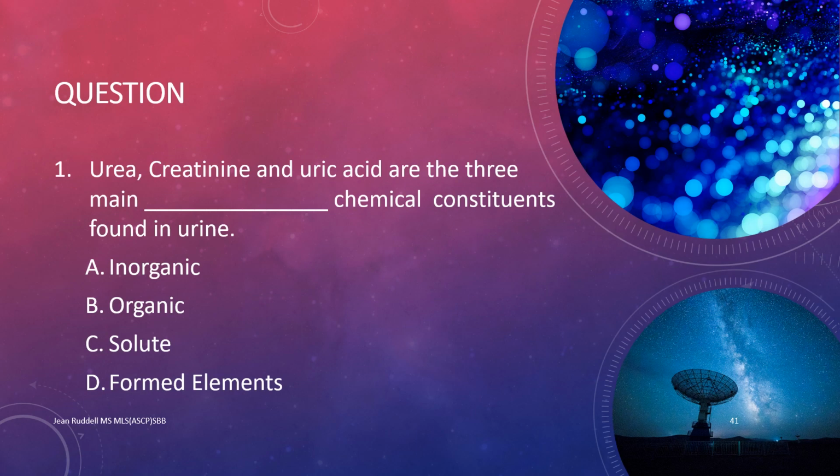Questions. Question 1. Urea, creatinine, and uric acid are the three main blank chemical constituents found in urine. Choices: A, inorganic, B, organic, C, solute, D, formed element. The answer is B. Urea, creatinine, and uric acid are the three main organic chemical constituents found in urine.